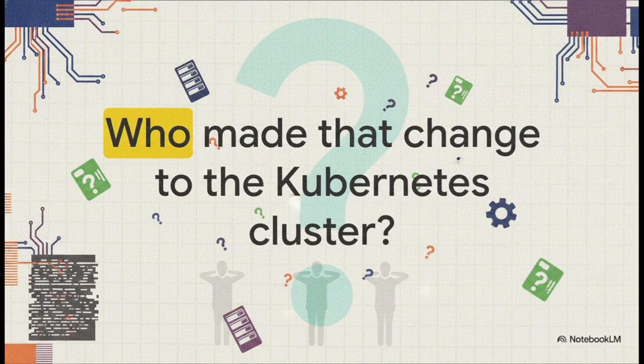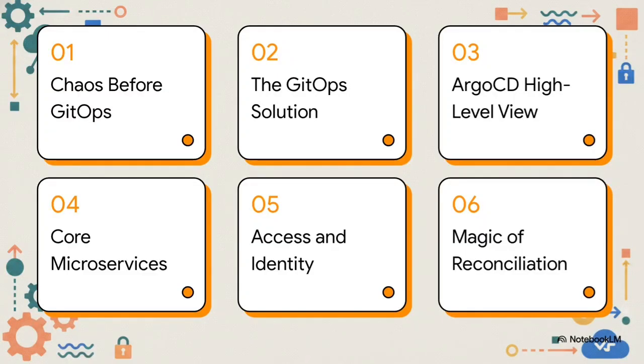You might know someone logged in, but you have no clue what they actually tweaked. It's basically absolute chaos. So here's our roadmap for this explainer. We'll start with the chaos before GitOps, then look at the GitOps solution itself. From there, we'll do a high-level view of Argo CD, peek inside at the core microservices, talk about access, identity, and memory, and finally wrap up with the magic of reconciliation.